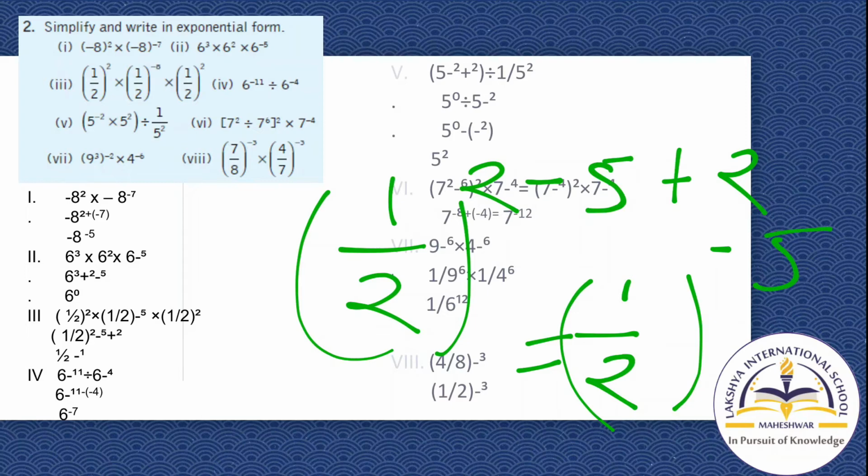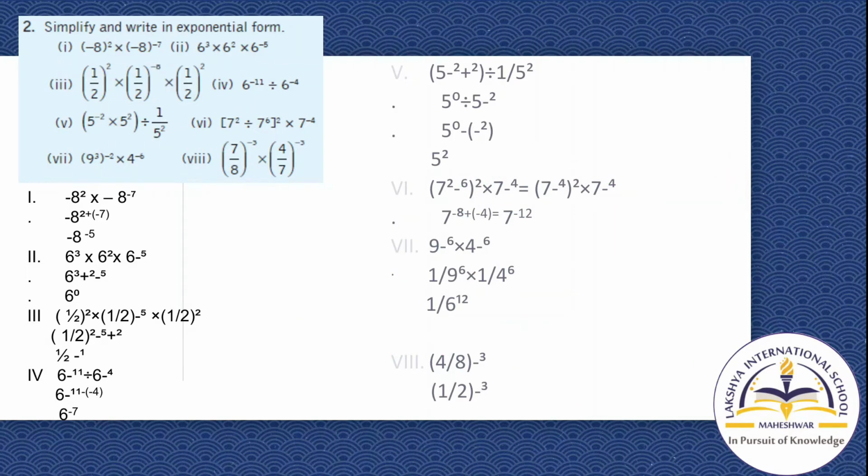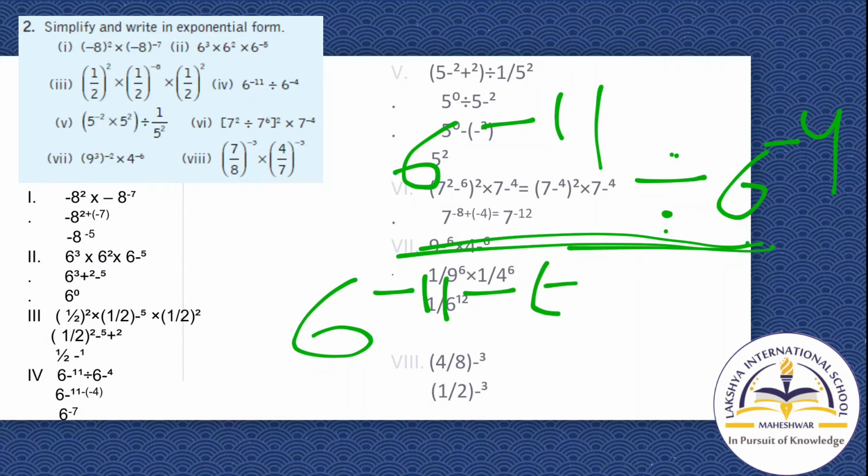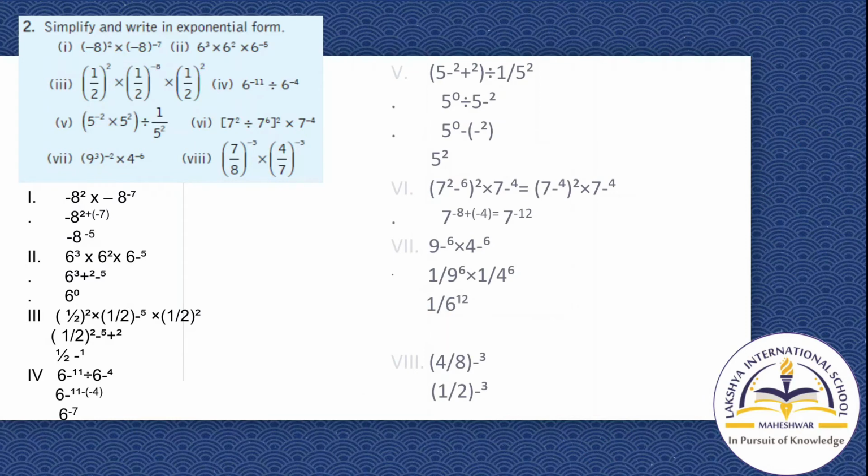Now question number 4. 6 to the power minus 11 divided by 6 raised to the power minus 5. Now you can see the division sign is there. The base is same. In division the power will get subtracted, then minus 11 minus minus 4. Now minus 11 plus 4, that is minus 7. 6 to the power minus 7 will be the answer.